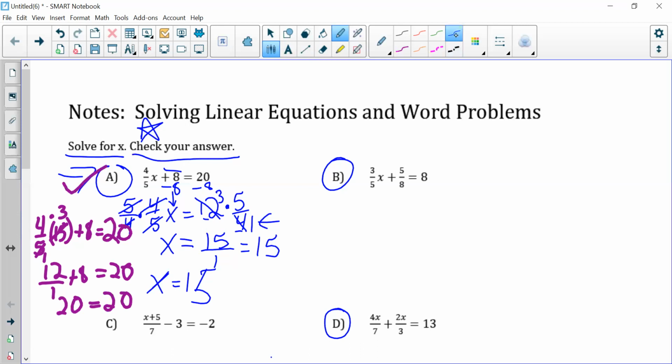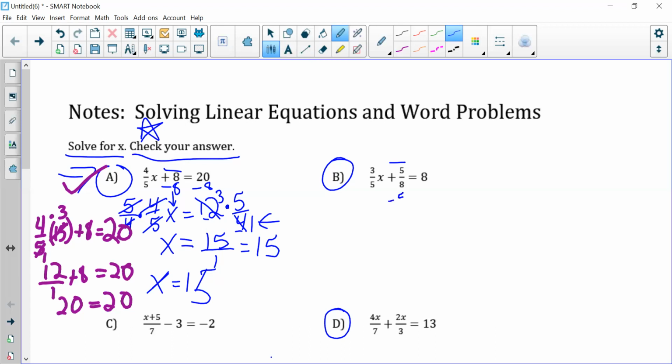Okay. Next one. Let's take a look at B. And the reason we're doing B is because of this fraction. You notice that we first have to get rid of this 5/8. Well, it's being added. So we can't use our multiply by the reciprocal trick that we just did because it's being added. We have to subtract it.